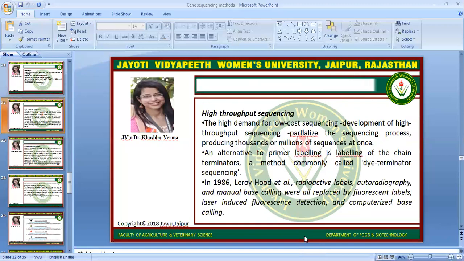Now we will discuss high throughput sequencing. Due to the high demand for low cost sequencing, high throughput sequencing was developed, which parallelizes the sequencing process, producing thousands or millions of sequences at once. An alternative to primer labeling is labeling of the chain terminator, a method commonly called dye-terminator sequencing. In 1986, Leroy Hood et al. suggested that radioactive labels, autoradiography, and manual base calling all be replaced by fluorescent labels, laser induced fluorescence detection, and computerized base calling.